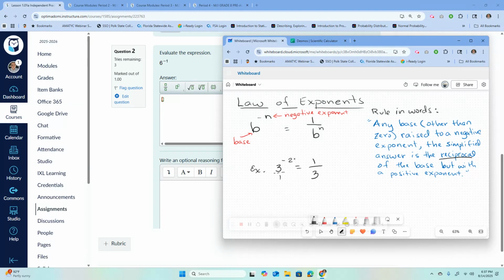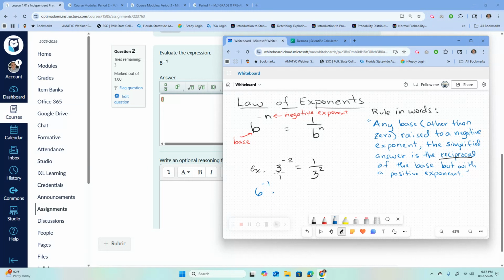And then the exponent negative 2 that belongs to the base 3, I'm going to write it, I'm going to give it back to the 3, but positive. And that's what the law of exponents with negative exponents does. So to do this problem here, 6 to the negative first power, let me write the problem, 6 to the negative first power.